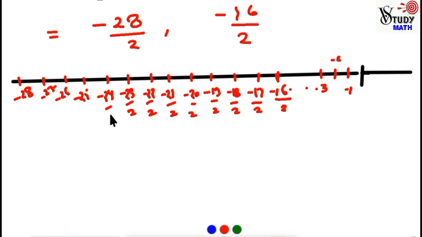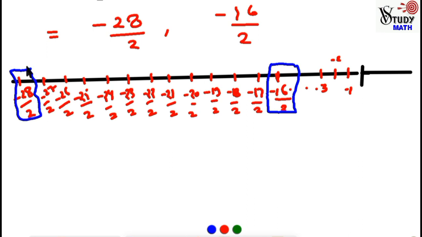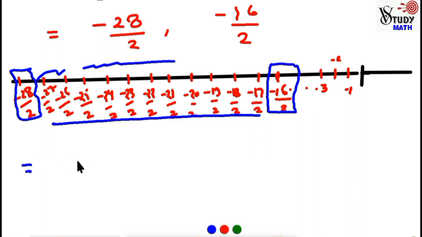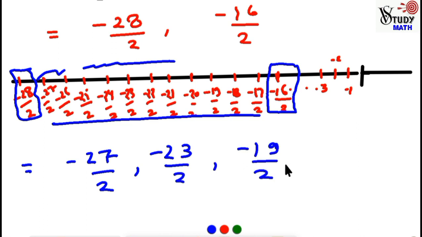So what you can observe from this, my dear students, is that we have this number and we have this number, and between these two numbers we have to find only 3 rational numbers. So these are the numbers between negative 28 by 2 and negative 16 by 2. So हम अब क्या कर सकते हैं, इन नंबर में से कोई भी 2-3 नंबर को लिख सकते हैं. So my answer will be negative 27 by 2, negative 23 by 2 and negative 19 by 2. This is my answer. You can choose any number which lies between them.